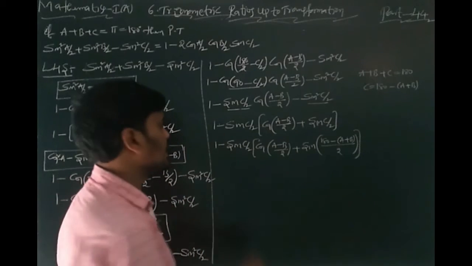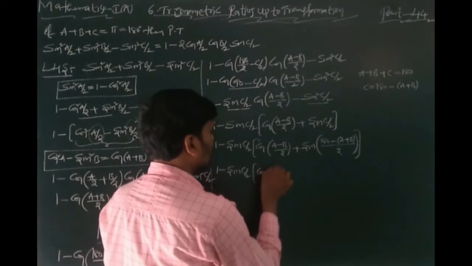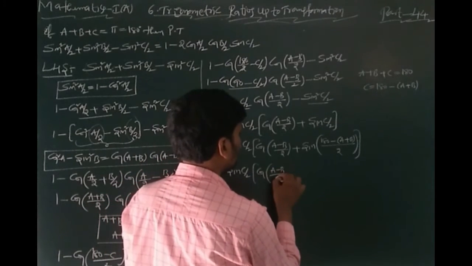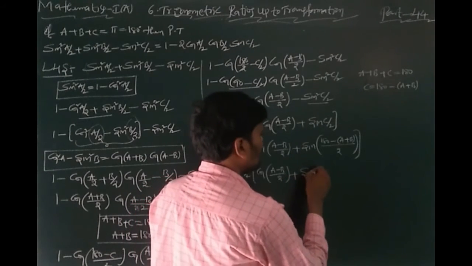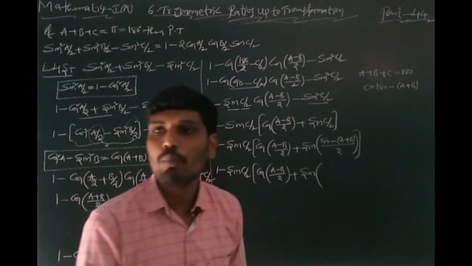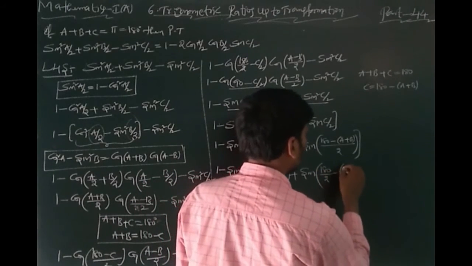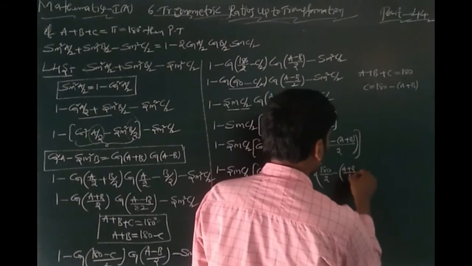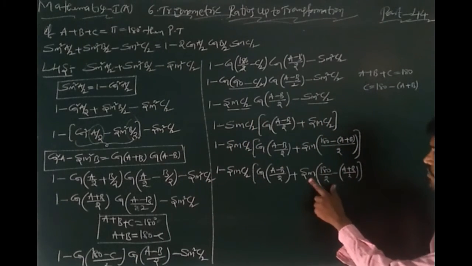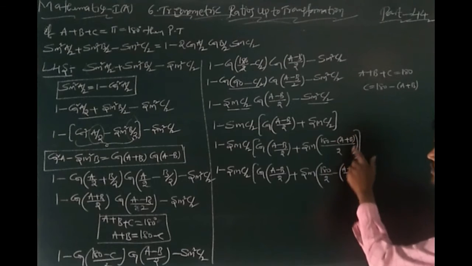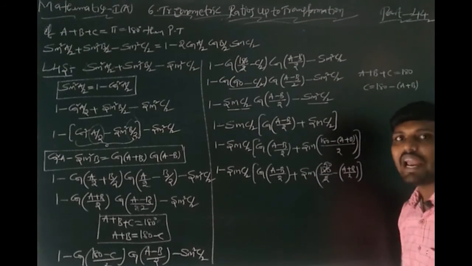After that, separate the numerator: 1 minus sin c by 2, cos of (a minus b) by 2 plus sin of... you can separate the numerator here and you get 180 by 2 minus (a plus b) by 2. Correct or not, students? Once again explained here: sin of 180 by 2 minus (a plus b) by 2. 180 by 2 is nothing but 90.